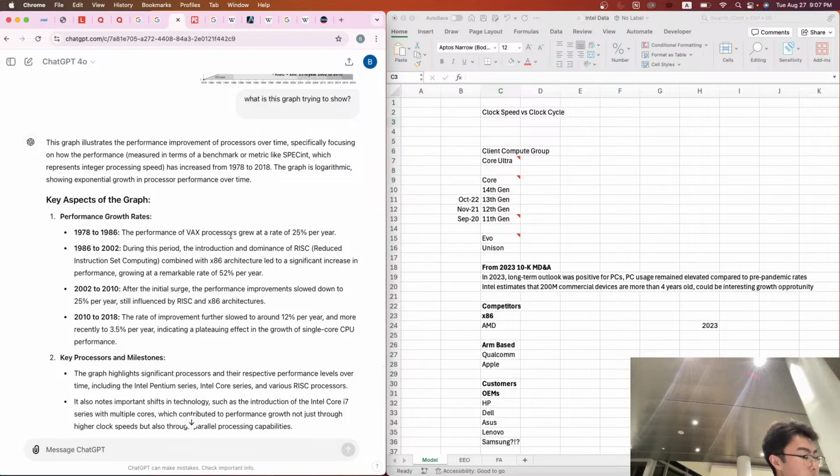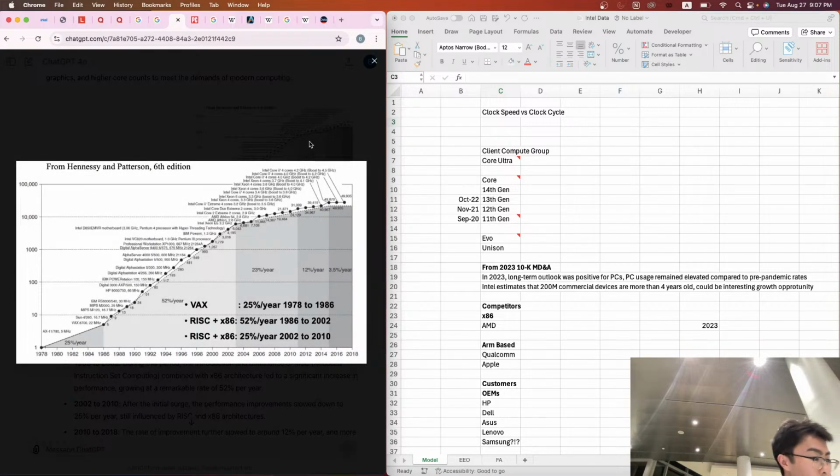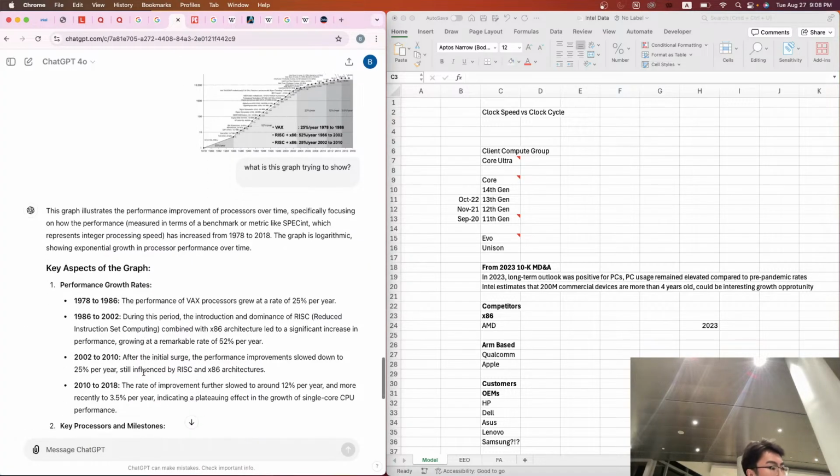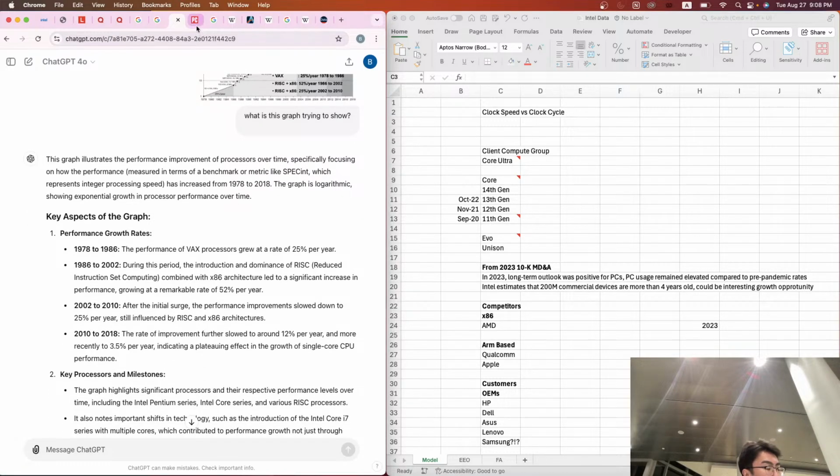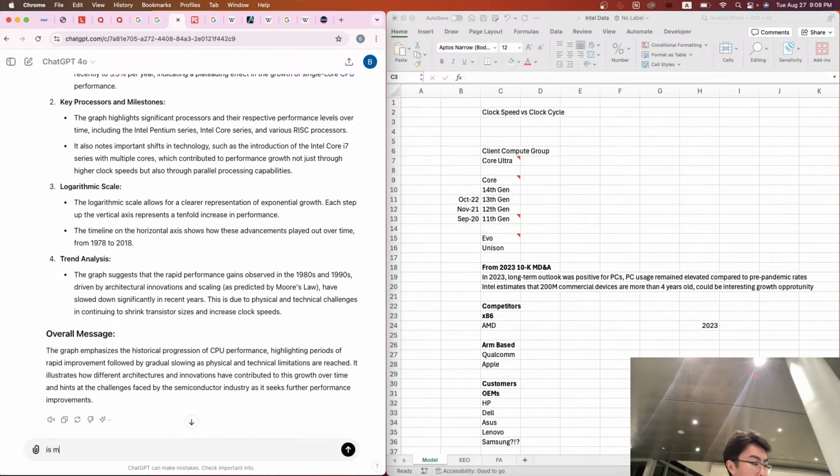Okay, so in this case, the performance of VAX processors. Okay, so this is roughly doubled then. 50% per year. Is Moore's law dead?